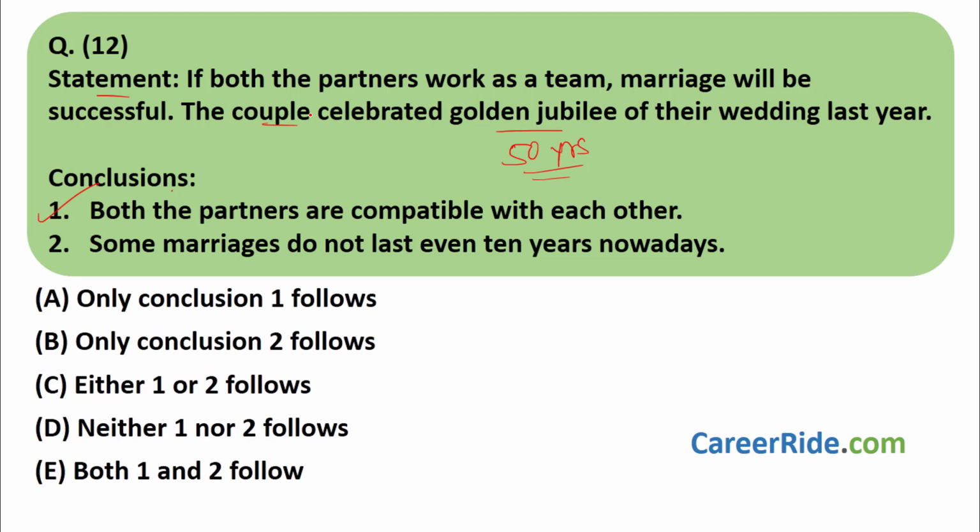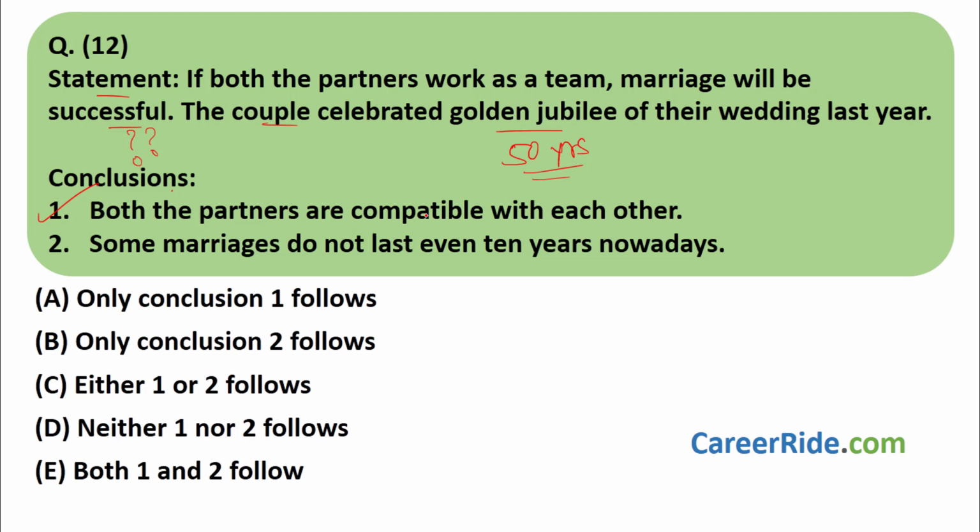Also, there is no guarantee, even if the partners do not work as a team. If both partners work as a team, marriage will be successful. Are they saying that if they don't work as a team, marriage will not be successful at all? Is that the case? And what is the definition of successful? Does it mean that successful means 50 years only? It might happen that successful means 12 years also, 13 years also.